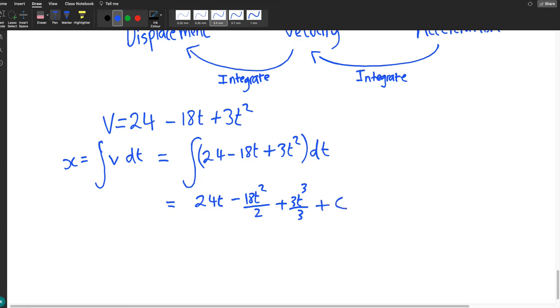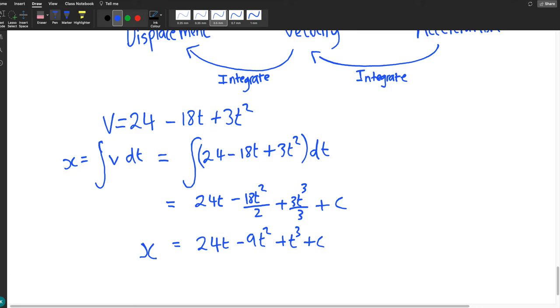Guys, this is the time to not forget that plus c. Or should I say, this is not the time to forget the plus c. Whichever way makes more sense to you, understand that you cannot forget that plus c. Let's simplify. 24t minus 9t squared plus t cubed plus c. Okay, and that's obviously equal to x.